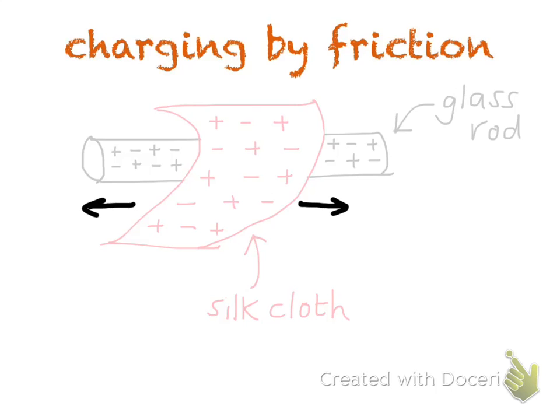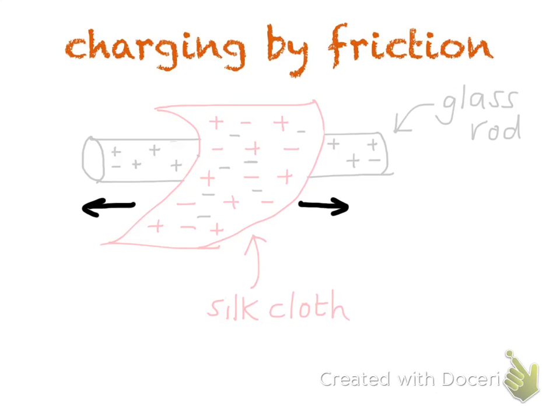Now, as one rubs the silk cloth up and down against the glass rod, the friction causes a movement of electrons. It's really important that you understand that the protons, the positive charges, are bound in the nucleus. They can't move. So we cannot have a movement of protons from one area to another, but the electrons, particularly the outer shell electrons or the valence electrons, are relatively far away from the nucleus, and we can have a movement of those electrons. So if we focus on one particular electron on the glass rod, as the silk cloth rubs up and down against it, that electron will be transferred from the glass rod over onto the silk cloth.